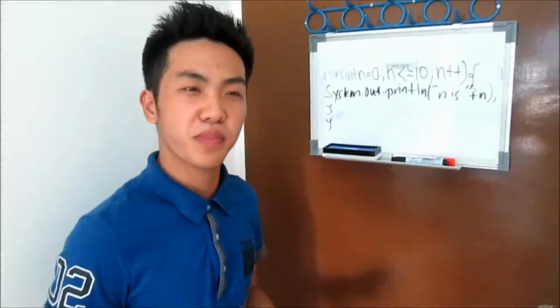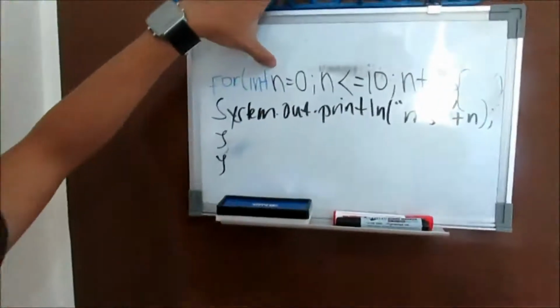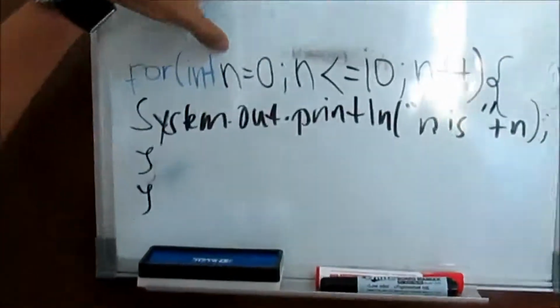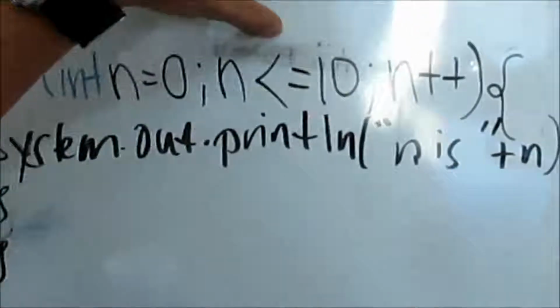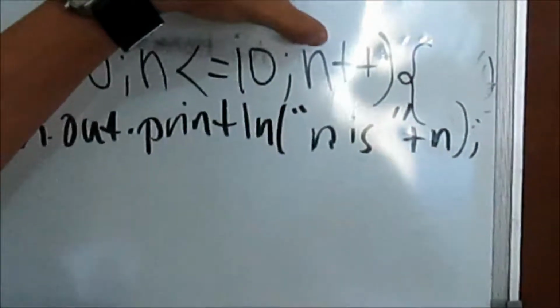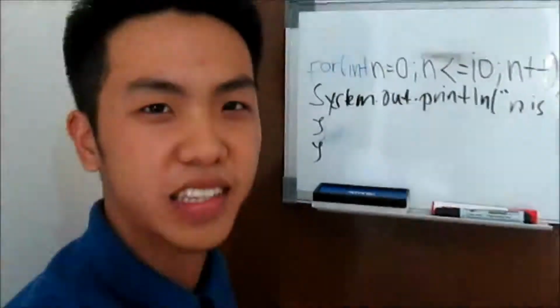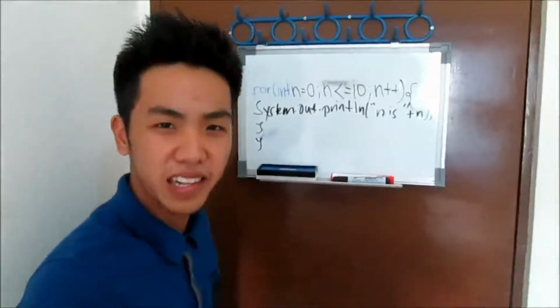Remember, the basic parts of a for loop are the initialization, the condition, and the incrementation, which is called update or postfix increment. That's it. Now we'll go now to the while loop.